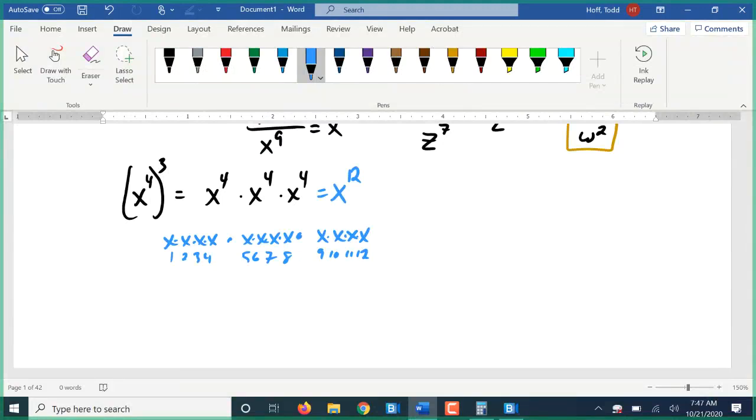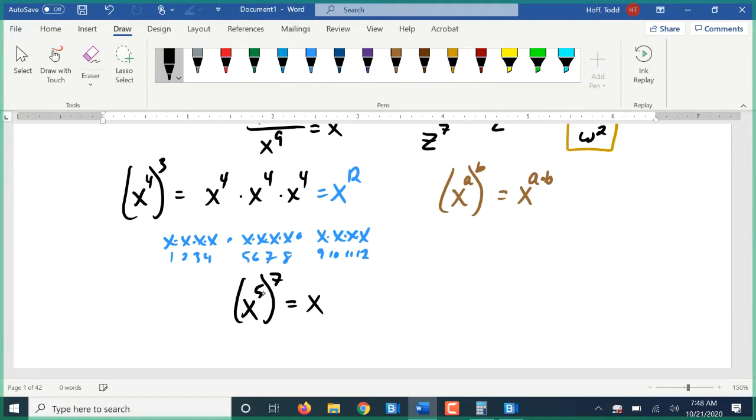Again, you probably know the shortcut. If I have x to the power of a, and that's going to the power of b, that is x to the power of a times b. So x to the 5th, to the power of 7, is just x to the power of 5 times 7, which is 35.